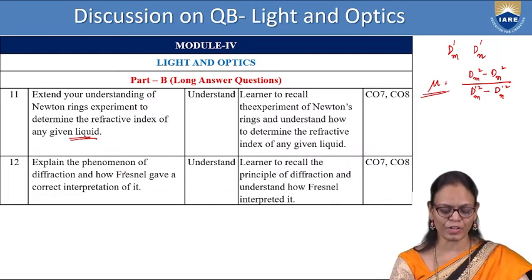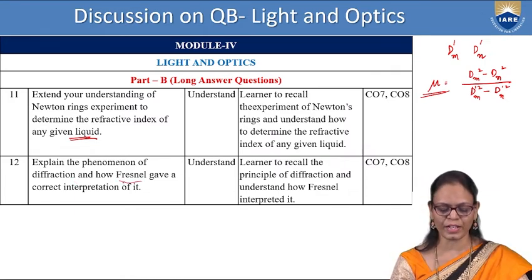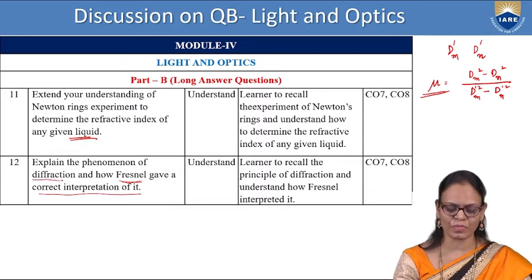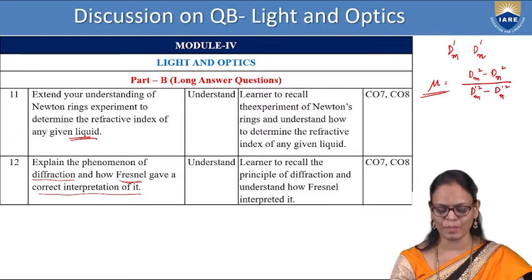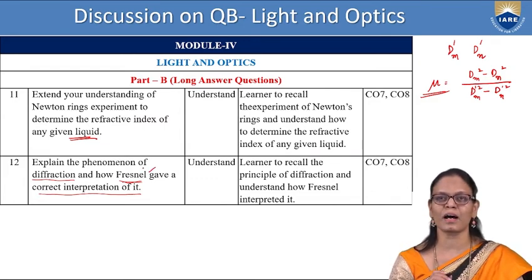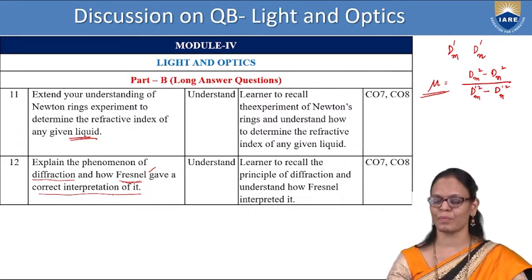Then explain the phenomenon of diffraction and how Fresnel gave the correct interpretation of it. So first you will have to explain diffraction, how the bending of the light occurs around the corners of the obstacle, and then explain with respect to Fresnel's diffraction. Means we are considering both the source and the screen are at finite distances, and then there is no need to use lenses. How he explained the diffraction phenomena, you will have to explain all the points.